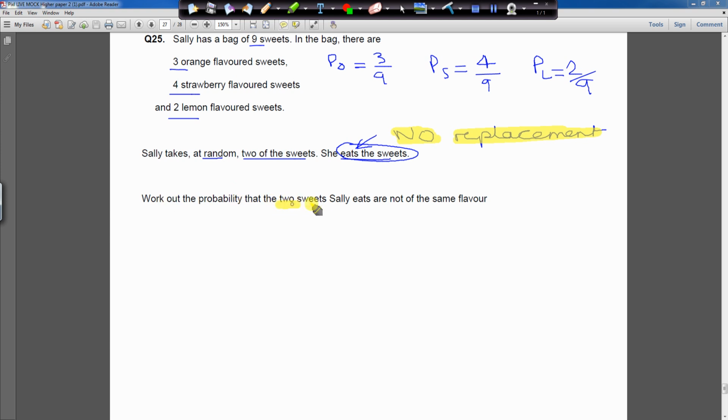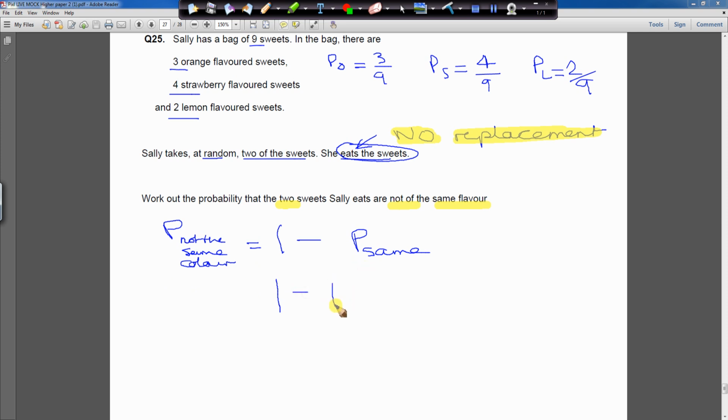Work out the probability that the 2 sweets Sally eats are not of the same flavor. Okay. The best way to work that out is to do the opposite. So the probability of not getting the same flavor is equal to 1, which is the maximum probability, minus the probability that they will be the same. So this is one way of doing this type of question. Now, what is the probability they will be the same? So we can look at this model here. So I'm just going to copy my 1 over here.